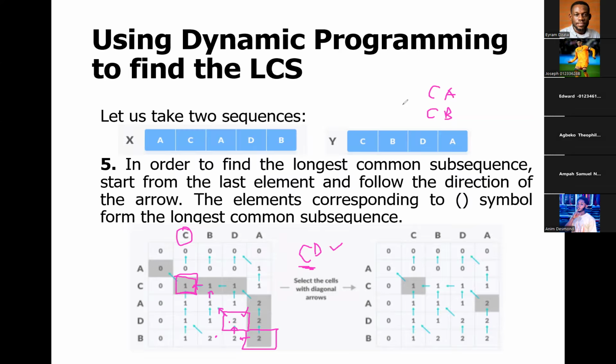So always have in mind, always try and list the common subsequence by observation. If you're able to get the number in the last cell, just list or outline the common subsequence in your string. Then you can use that to guide you to the longest common subsequence. Okay.